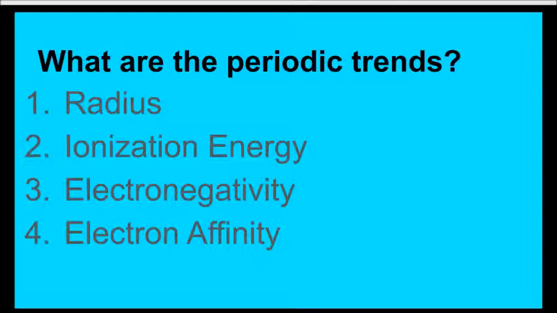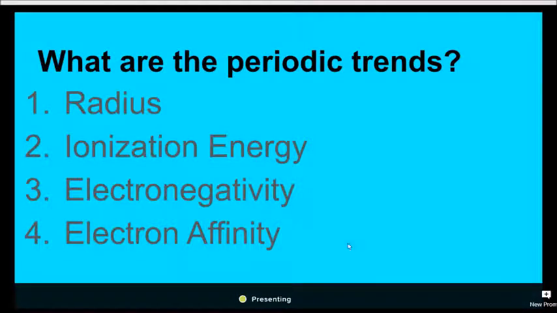Well, you've got radius, how big something is, and that could be an ion or an atom. You've got ionization energy, the amount of energy it takes to knock loose an electron. Electronegativity, when two things are sharing an electron, how strongly is one of those atoms pulling on those shared electrons? And then electron affinity is basically the opposite of ionization energy. As you add electrons to things, instead of removing them, it releases energy. So ionization energy and electron affinity are very closely linked.